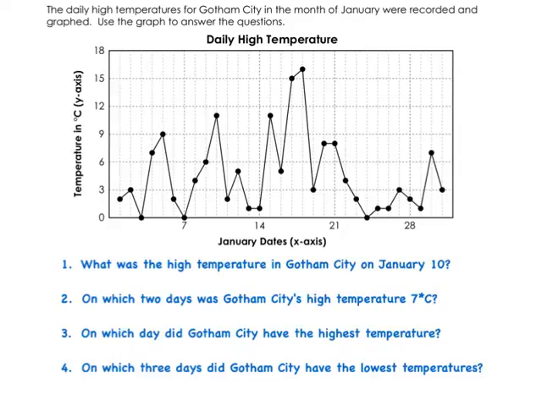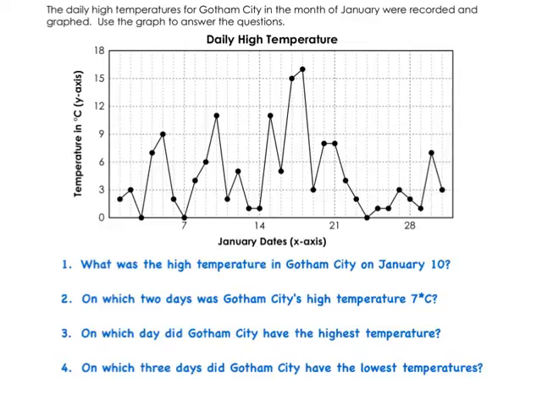So this line graph, we're looking at daily temperatures, and this is the daily high temperature for Gotham City in the month of January. They were recorded and graphed, and we're going to use the graph to answer the questions. On the left-hand side, it looks like I'm going up by threes, and I'm in Celsius degrees, and then across the bottom I have January's dates, and here they've counted by 7, 14, 21, and then each of these lines would be like January the 1st, 2nd, 3rd, 4th, 5th, 6th, 7th, and so on.